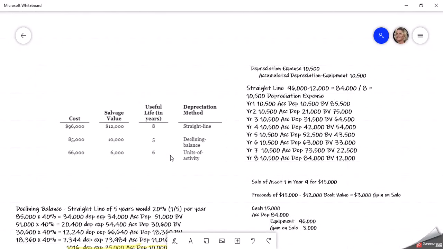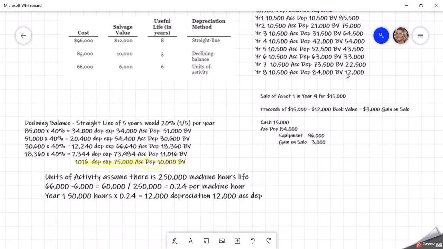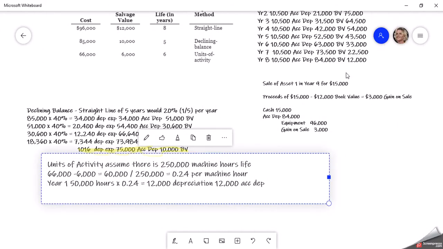And again, if we were doing our journal entries, it's the same setup as this. It's just going to be different amounts every year, but we're still going to debit depreciation expense and credit accumulated depreciation. Now our units of activity, I have to fill in the hours per year. So I just started with the first year. So we said, okay, this is our $66,000 piece of equipment. There's a $6,000 salvage value. So our depreciable base is $60,000. If it's a piece of equipment and we think there's going to be 250,000 hours that we can utilize this machine, if I divide those, I get 24 cents per hour.